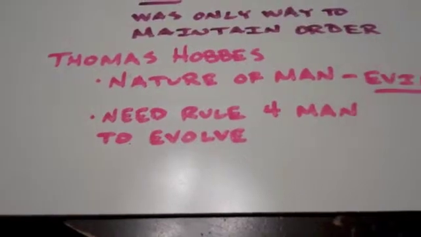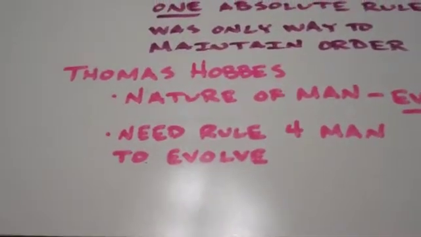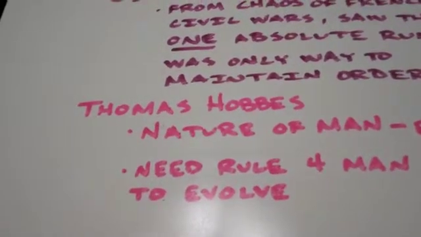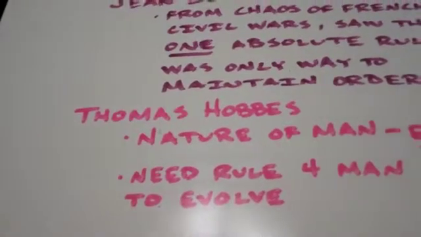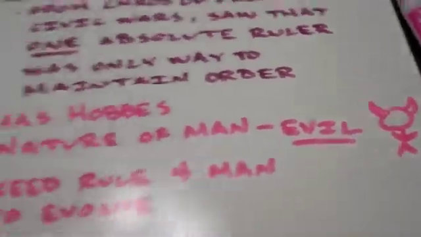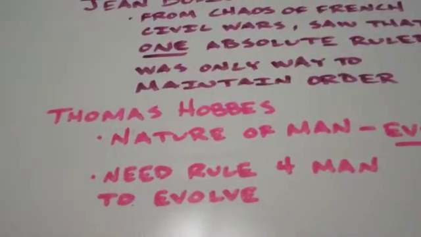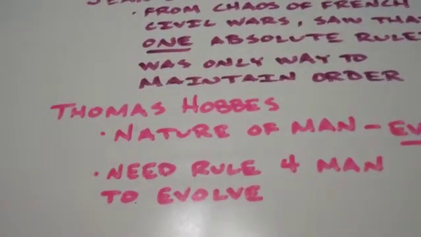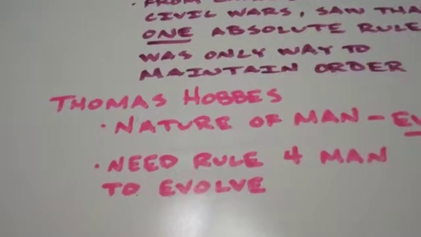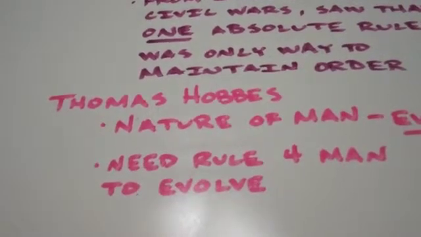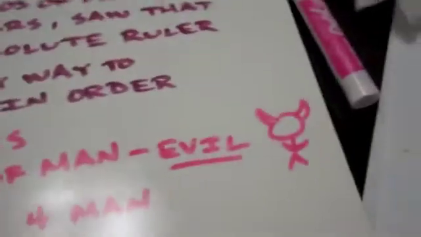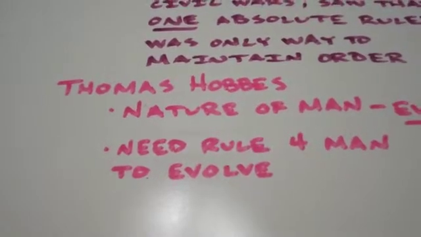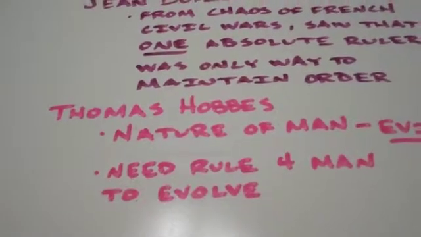Another major influence on absolute monarchies was Thomas Hobbes. He wrote The Leviathan, and he was very pessimistic about the nature of man. He thought the nature of man was evil. He saw man's life as solitary, poor, nasty, brutish, and short. If we were left to our own devices, we would be in a state of anarchy, and the carnal drive of every person is power, and that would lead us to do evil things. So we need to have rule of law for man to evolve, and the easiest way to do this is to have an absolute power.